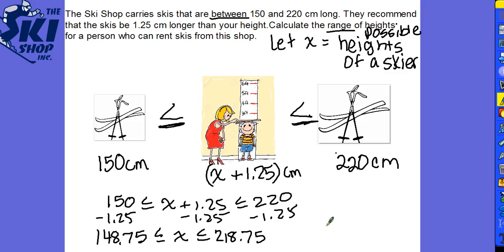So we've done the math. Does our answer make sense? Pick a number between these. 150? So if I do this, it's 150 less than or equal to 151.25 less than or equal to 220. Yeah, totally makes sense. So I believe we've found a good answer.